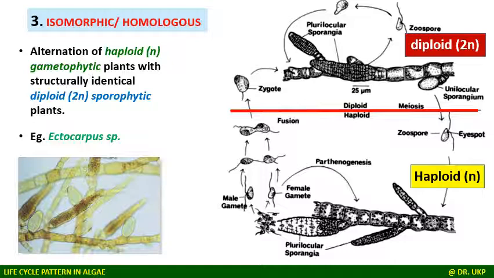Now, the life cycle consists of a haploid gametophytic plant part and a structurally identical diploid sporophytic plant part. That's why we call it isomorphic. A very common textbook example is Ectocarpus. We will study the life cycle of this alga in later videos. Okay.